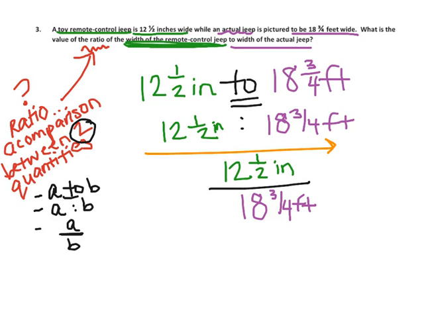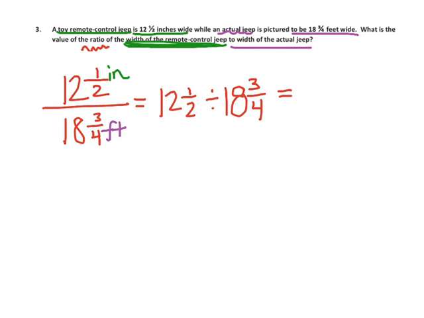If you want to try to do this division now on your own, this would be a great time to pause the video again and see if you can do it on your own. Okay, so here's my complex fraction. 12.5 inches divided by 18 3/4 feet. Keep the units there. They're going to help you in the end. Then I took my complex fraction and wrote it normally so that I can carry out my division.